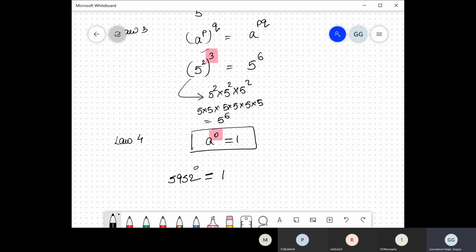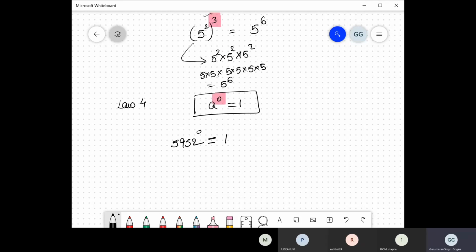And you can try that. So this is something which is very useful in mathematics. Law number 5.